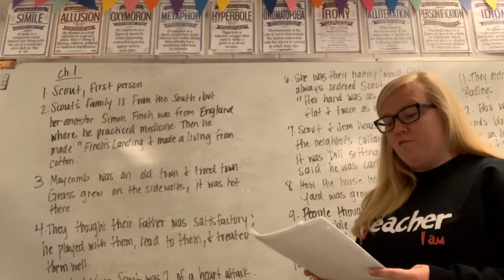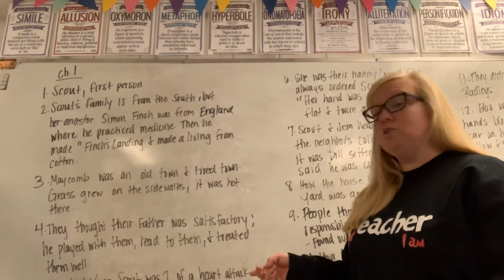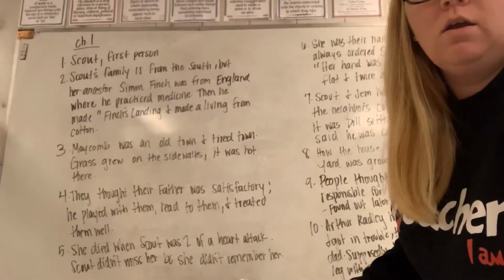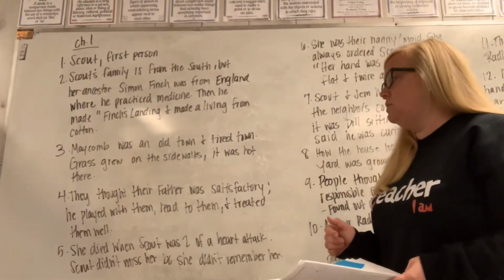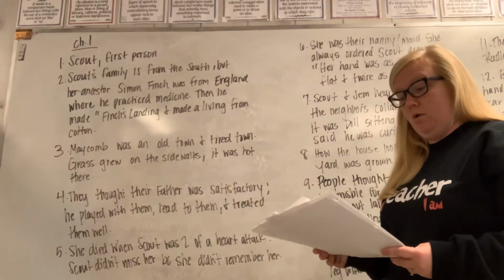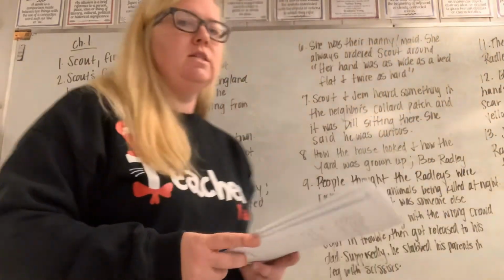Okay. Number 5 says, what happened to Scout and Jim's mother? She died when Scout was 2 of a heart attack. Let me move this so you guys can see that one a little bit better. So it's right down here. She died when Scout was 2 of a heart attack, and Scout didn't really miss her because she didn't remember her. Okay. She was 2 when it happened. All right, so now we're going to take a look at these questions on this side.